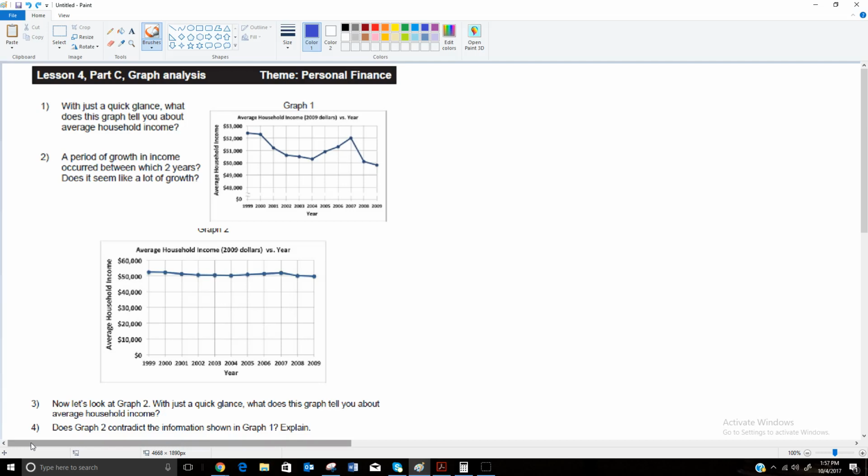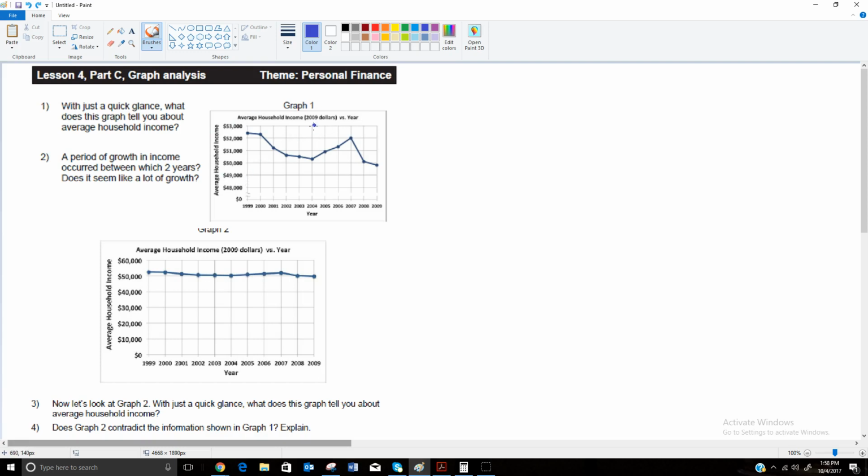Hi class. So now we have lesson 4 part C for our second part of our unit 4 videos. And we're still on the theme of personal finance, but now we're going to look at some graphs. It says, with just a quick glance, what does this graph tell you about average household income?